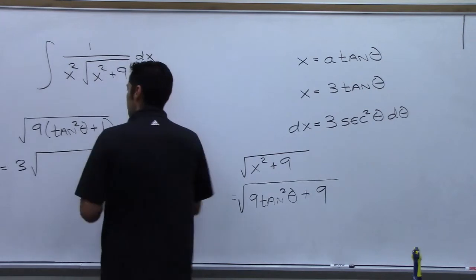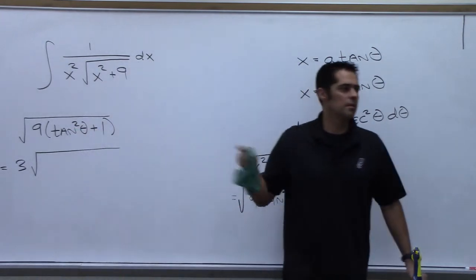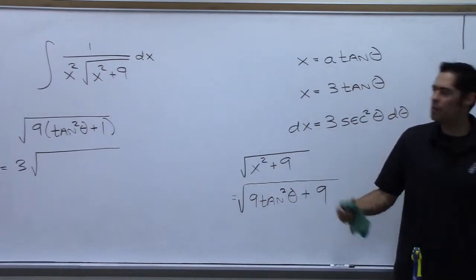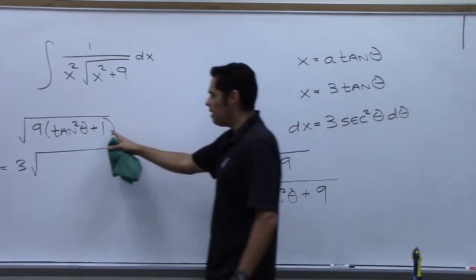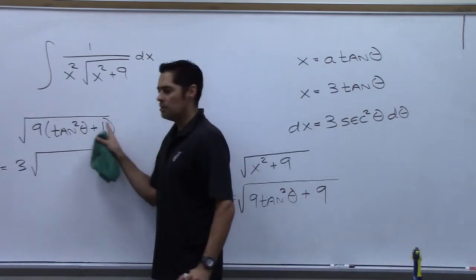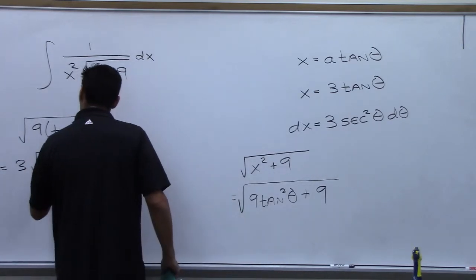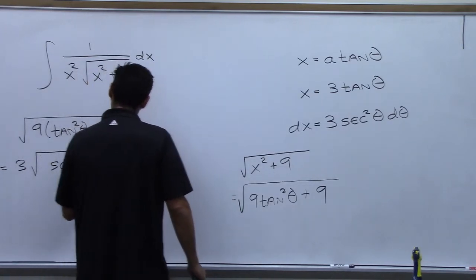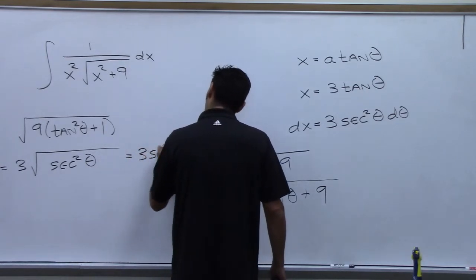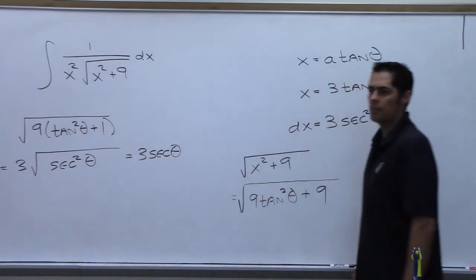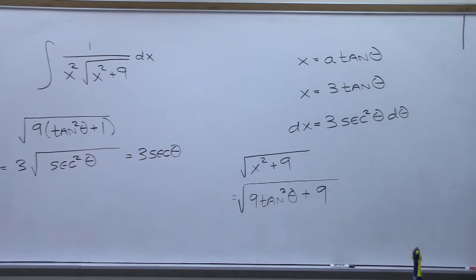And what can I replace tangent squared theta plus 1 with? Secant squared theta. See, that's why we use this particular trig substitution, because this thing right here is going to turn into something nice. This right here is secant squared theta, and that's just 3 secant theta. Any questions on how that works?